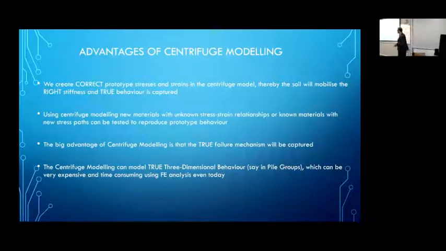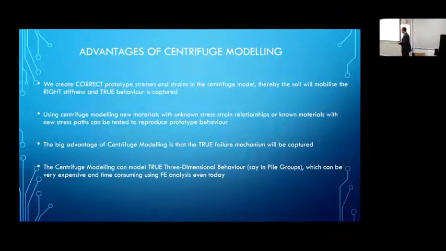And even for unknown material, we know we will capture the right stress path and the right behavior at the prototype scale. The third point, and this is probably its greatest strength, is the true failure mechanism is always mobilized in the centrifuge. I'll show some examples shortly where some of these will become very clear.